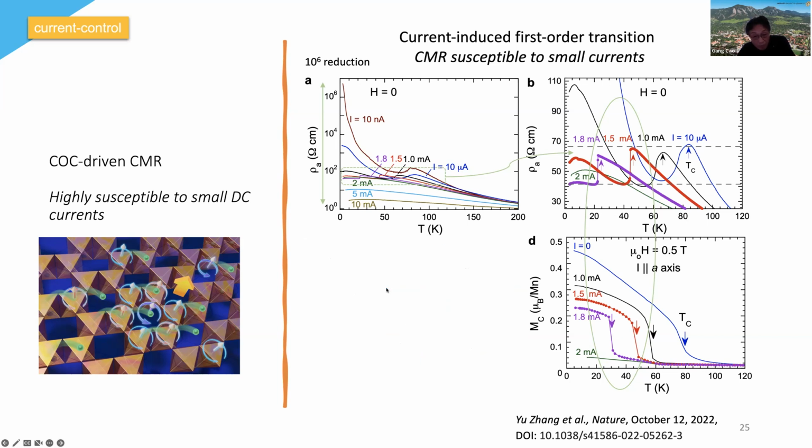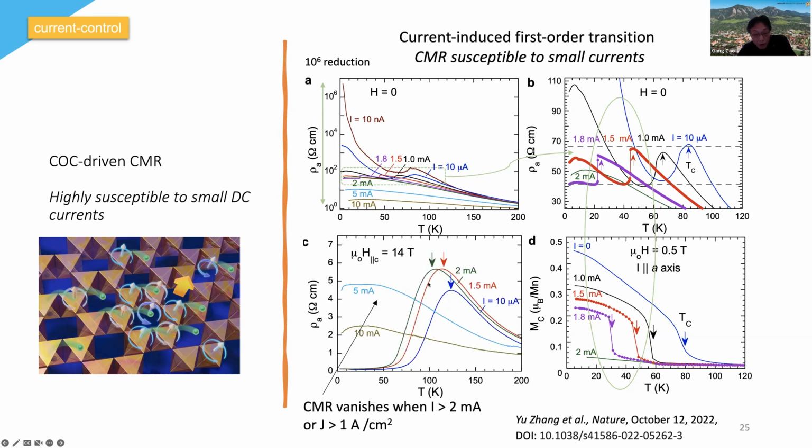So in other words, it is gone. Okay, so this colossal magnetoresistance is extremely sensitive to small currents. So for this particular sample, when the current is stronger than 2 milliamps, we do not see colossal magnetoresistance anymore. So this is a unique feature of this material.